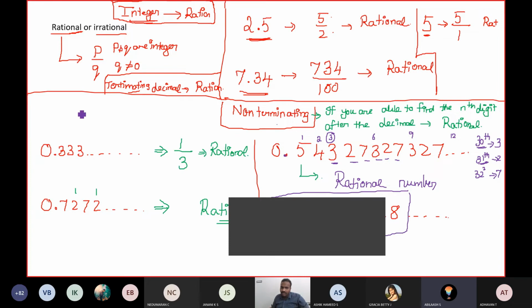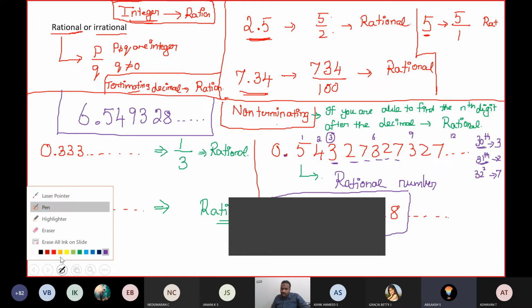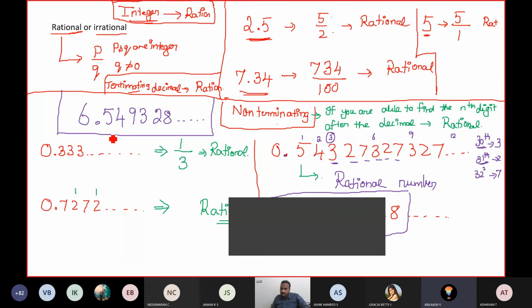Okay, no problem. Write it here. So, 6.549328. It goes on like this. Is this a rational number or an irrational number? Is it irrational, sir? Yes, superb.